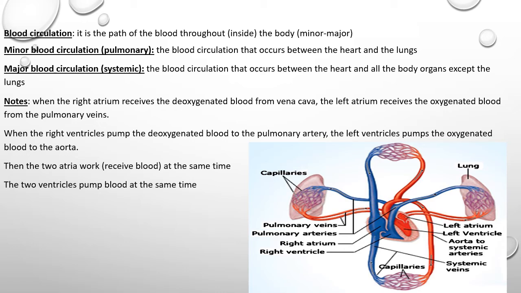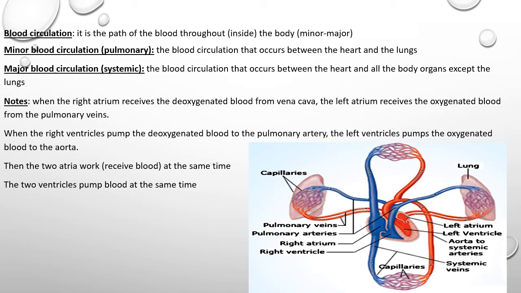Two blood circulations. Number one, minor blood circulation, pulmonary blood circulation, that occurs between the heart and the lungs. Number two, major blood circulation, systemic. The blood circulation occurs between the heart and all body organs except the lung.